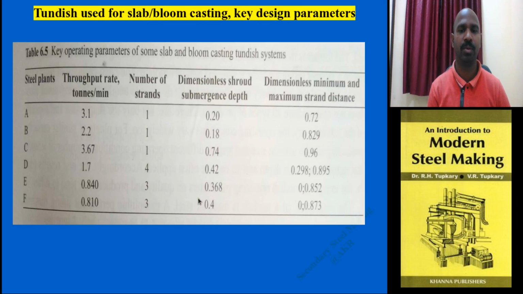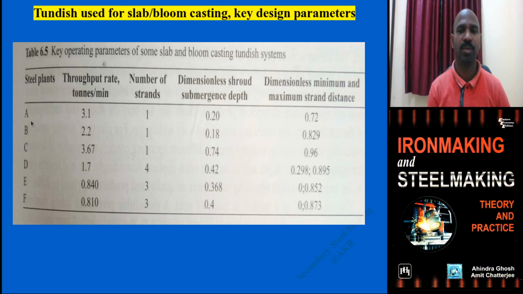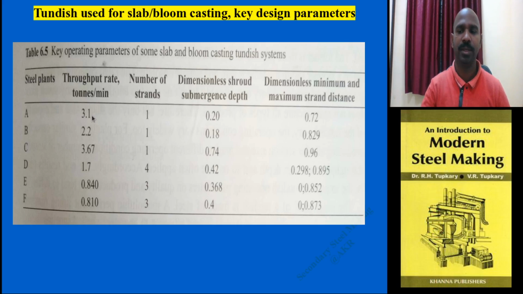Now let us observe a few different steel plants, A to F, and the rate of molten metal flow from the tundish to the mold: 3 tons per minute, 2.2, varying across the plants.